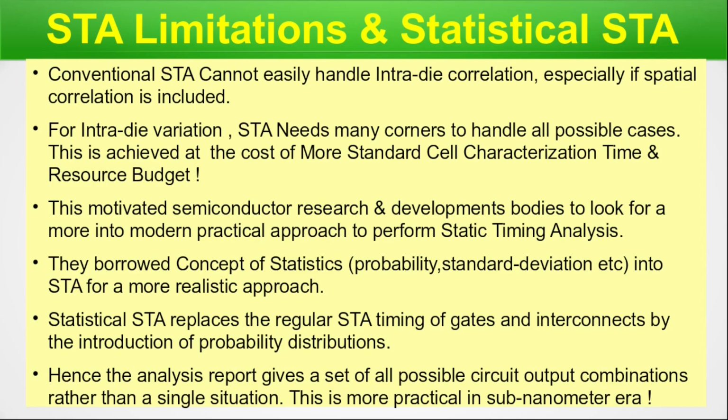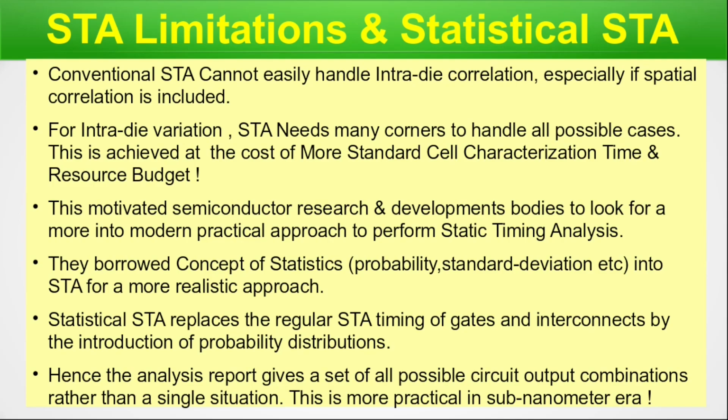Now, when we have our conventional STA, we get one single output for one particular path, about whatever we are looking for there. That is what we are considering right now. However, when we use statistical STA, we get a statistical distribution, and the result also contains statistical results, which will contain many more possible output combinations rather than a single particular situation.